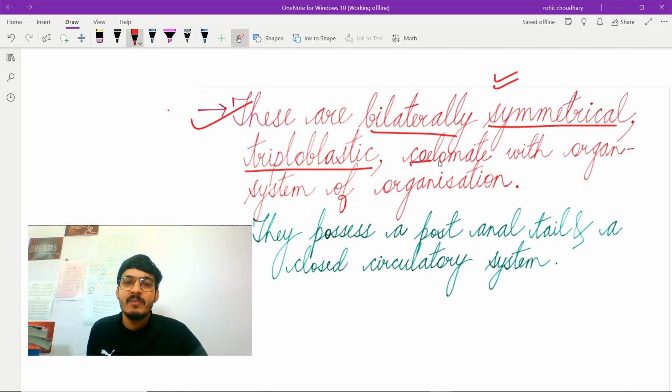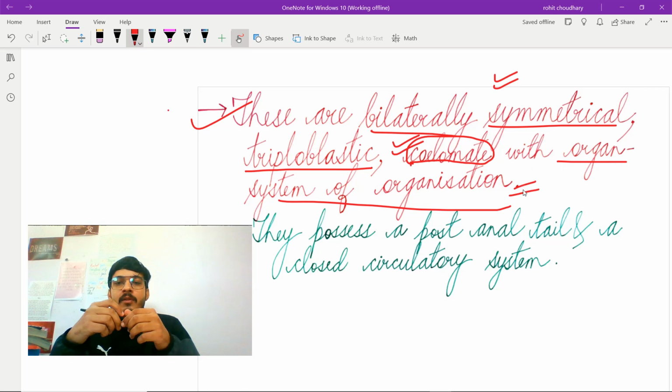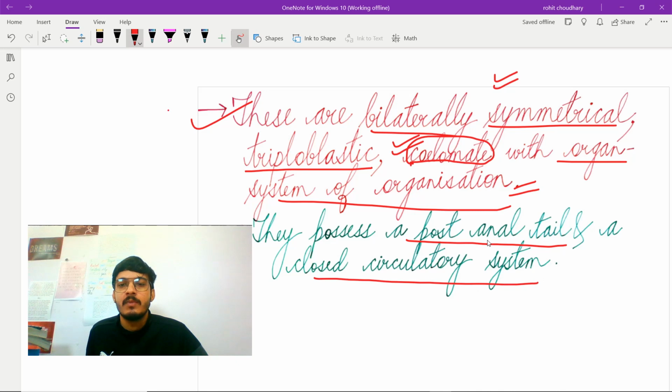And they are coelomate, that means they possess a coelom, a cavity or internal space, with an organ system level of organization. Right from Aschelminthes we are studying that the members have an organ system level of organization. The next important feature is that they possess a post-anal tail and a closed circulatory system. That means blood vessels are present and the blood flows through the blood vessels.